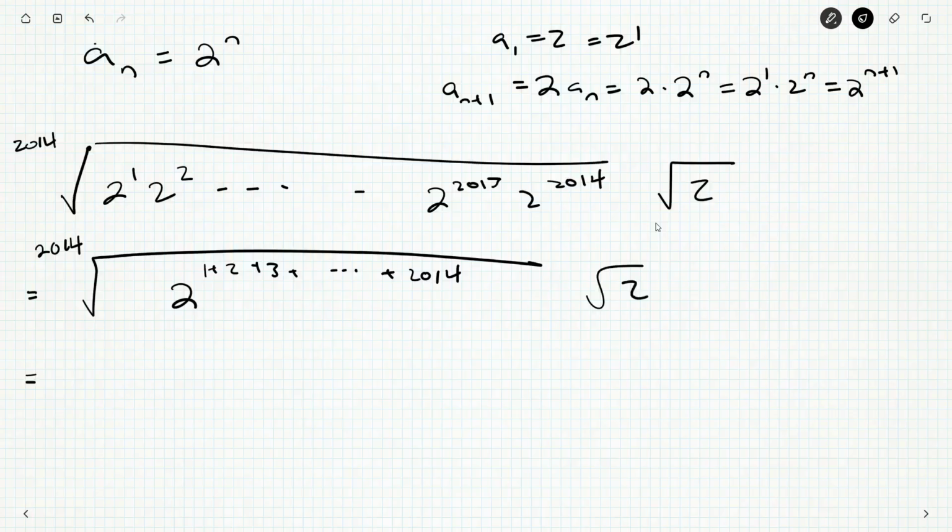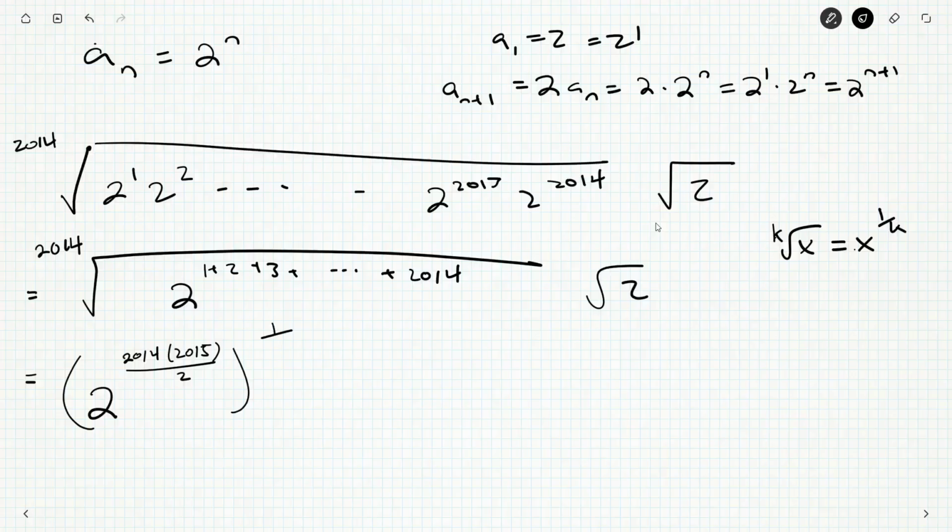I'm going to change these square root signs into fractions. So the kth root of something is really just x to the 1 over k. So this square root of 2 is 2 to the 1/2. This 2014th root is the whole expression to the 1 over 2014. So this is 2 to the, and now I have this sum here, 2014 times 2015 over 2, to the 1 over 2014, times 2 to the 1/2.